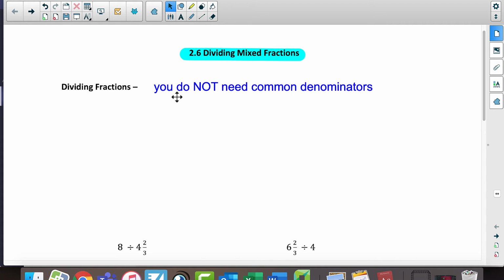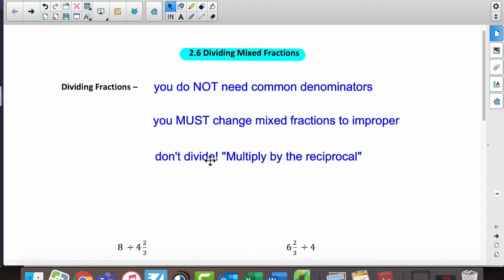So what do I have here? Don't need common denominators, of course. We've talked about this. For all our multiplying and dividing fractions, whether they're mixed or not, you don't need common denominators. You must change mixed fractions to improper. This is true for multiplying and dividing. You've got to switch the mixed to improper.